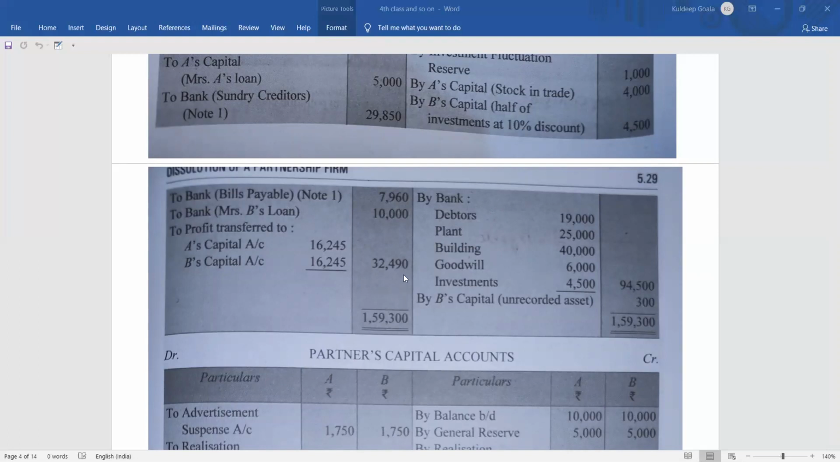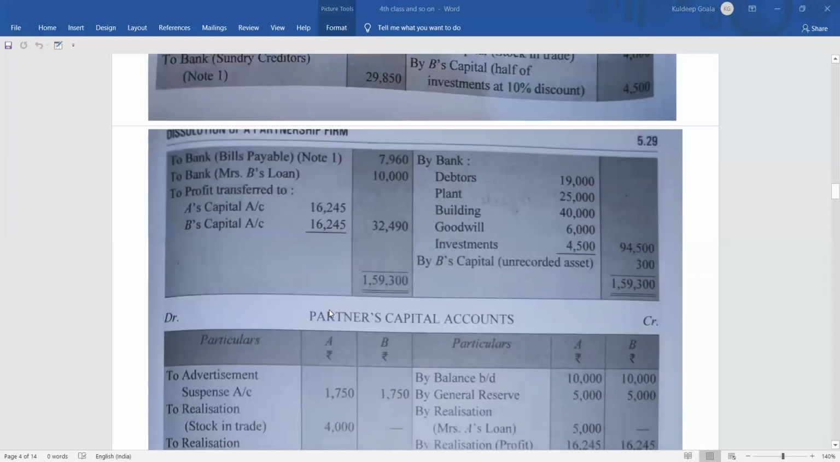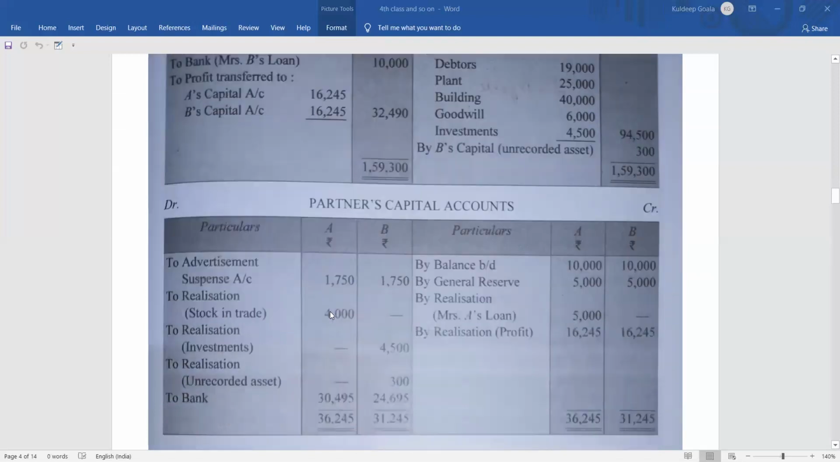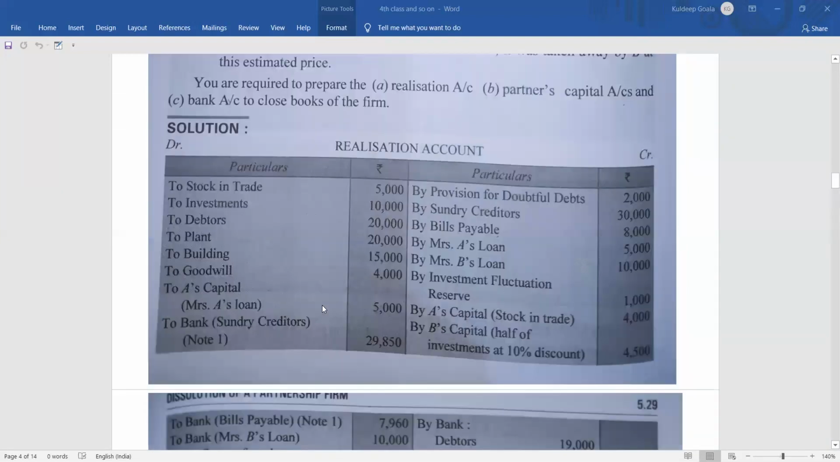Now it will be transferred to the partners' capital accounts. How? The journal entry will be realization account debit, to A's capital account, to B's capital account. The amount is half of 32,490, that is 16,245. Okay, so that is the realization. Now we'll move to the partners' capital.